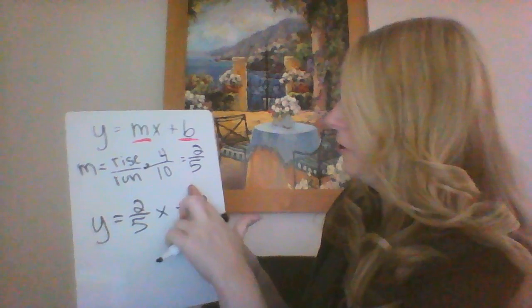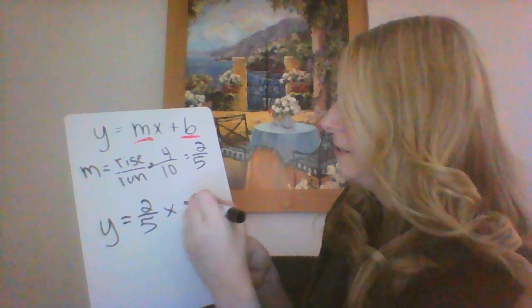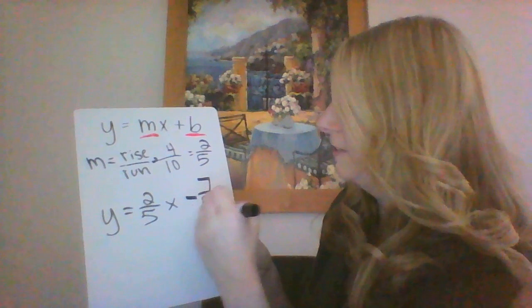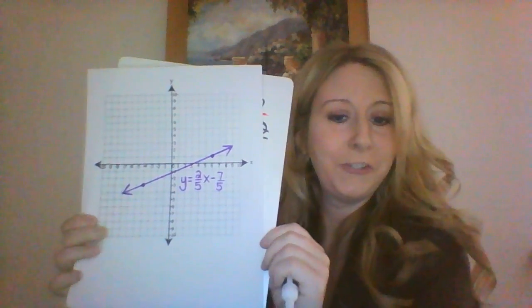Now we can go ahead and complete our equation. So we know our equation is going to be y equals 2/5 x minus 7/5. Again, that would be the equation that would correspond to this line.